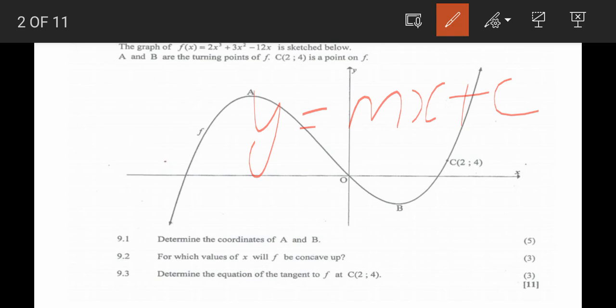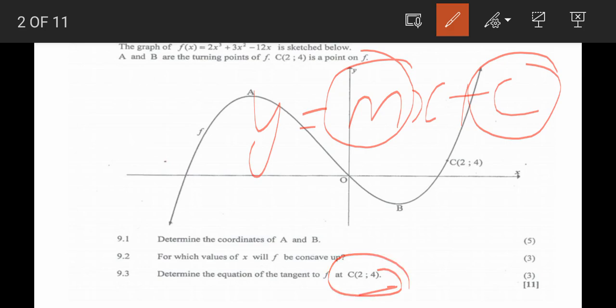Now we already know in order to get an equation of a straight line, there are two things that we need. We only need what? The gradient, and we need what? The y-intercept, right? But then here we are given what? The coordinates, 2:4. And then we can get the gradient from f prime x. Remember, f prime x is the gradient formula. And then what are we supposed to do here? We are supposed to get the gradient at what point?